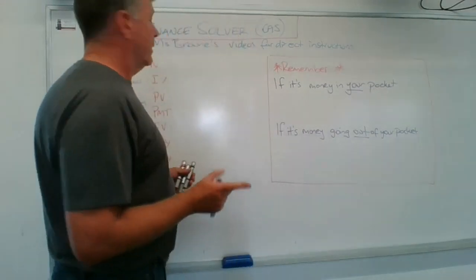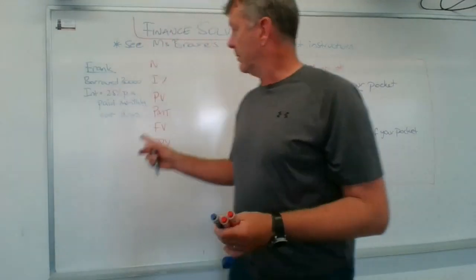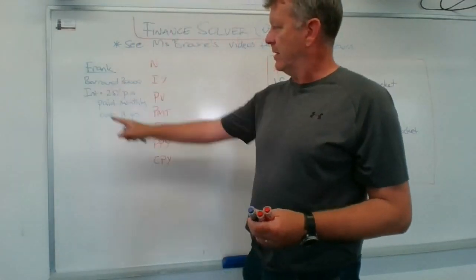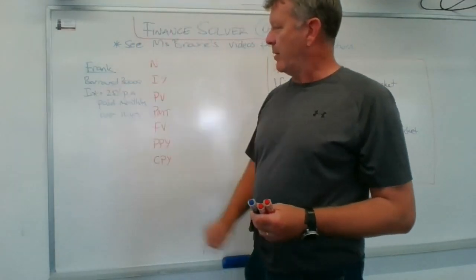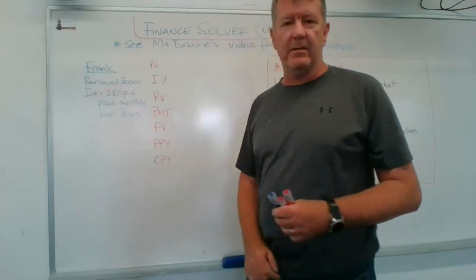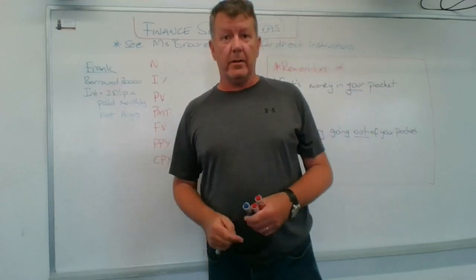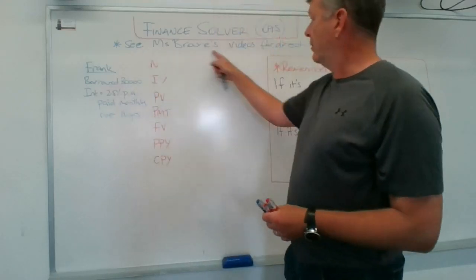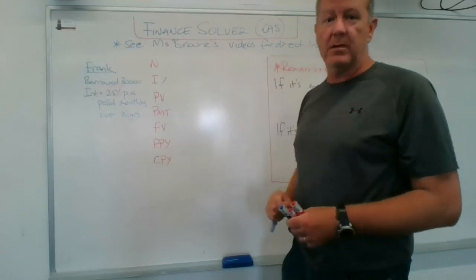Now, I'm just going to use Frank's example here. Frank borrowed $30,000. The interest was 2.5% per annum, paid monthly over 10 years. All right, how you get to it. And Miss Brown has given you direct instructions, so go see Miss Brown's videos.